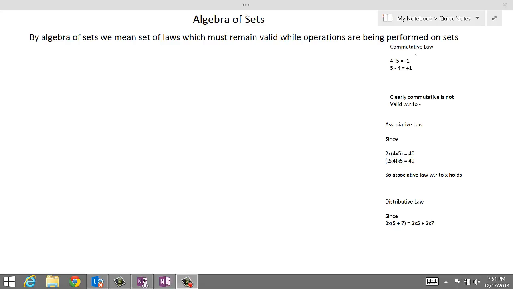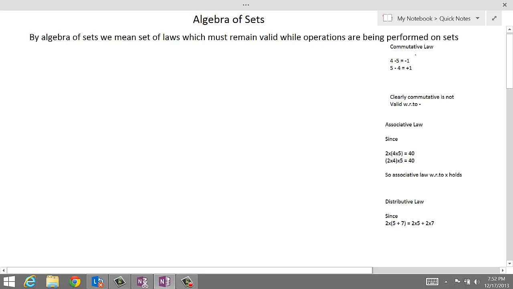Algebra of sets. By algebra of sets, we mean the set of laws which must remain valid while operations are being performed on sets. Obviously, there are union and intersection which are used as operations while we are performing on sets. And before we start algebra on sets and talk about those laws, let's first take a look at these three terms.